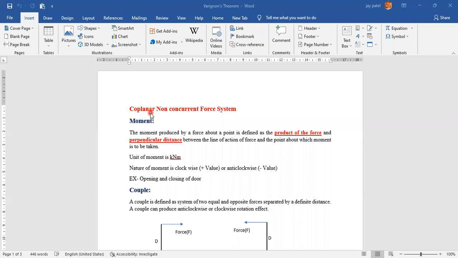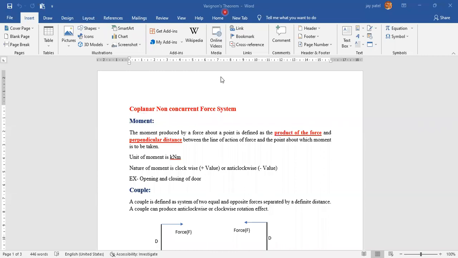Now we are going to continue the topic Varignon's theorem. Basically, it is a part of module number 1. At the start of the semester we discussed module number 1. In the introduction we discussed the concurrent force system, the law of parallelogram, Lami's theorem, and resolution of force system. Yes or no? We discussed these 3 or 4 important major principles. Please confirm.